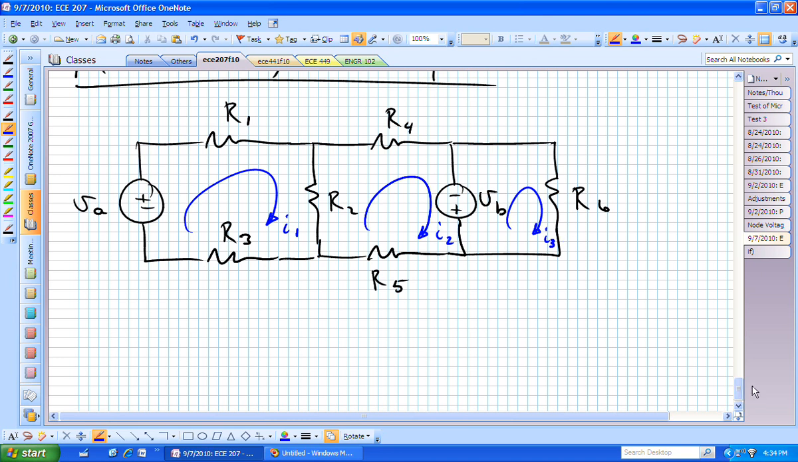There are my meshes. I've identified my meshes. Those were the 3 window panes, if you view it like a window. And once I define those 3 meshes, I can now define my mesh currents. Now I'm just going to have 3 equations in 3 unknowns instead of 5 equations in 5 unknowns. So in this case, it might be more economical manipulation-wise to write mesh equations than node voltage equations.